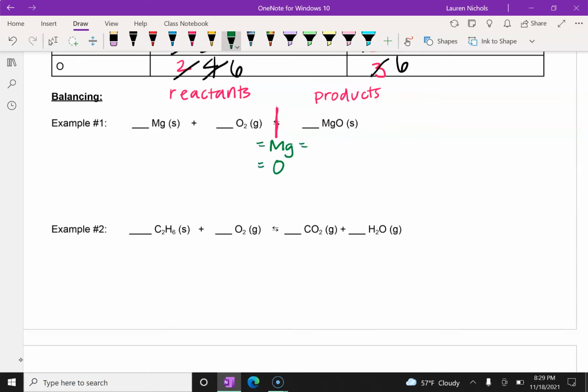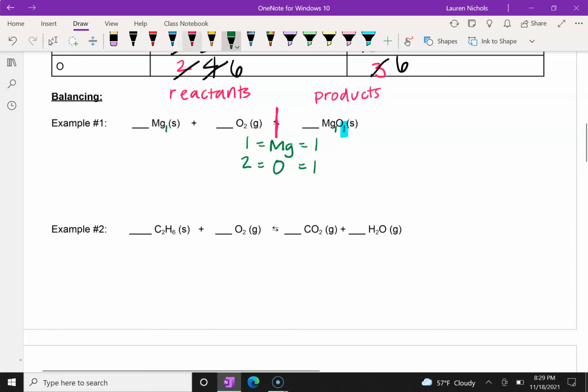And we'll count our initial amount. How many do we have to begin with? Well, we know there's an invisible 1 here as a subscript, so I have 1 magnesium and 2 oxygens on the reactant side. And again, invisible 1s as subscripts, so I have 1 magnesium and 1 oxygen. Now, my magnesium is balanced, but oxygen is not. So in order to balance it, I have to ask myself, what can I multiply by this 1 in order to get it to be a 2?